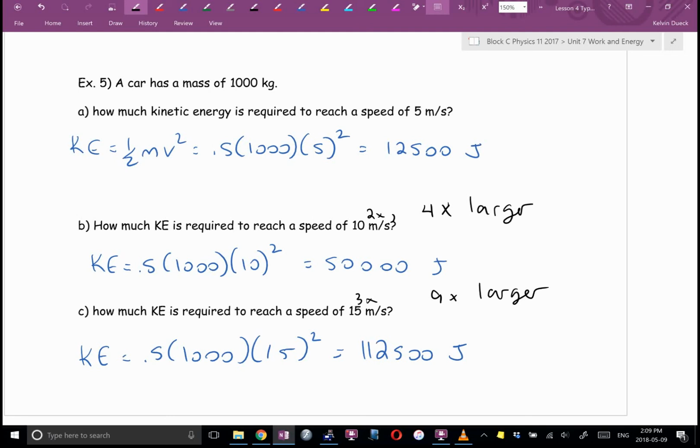The faster you go, it's not a linear relationship. It's not, oh, if I go twice as fast, I'll use twice the gas. You're going to use 4 times the gas. That's how it works.